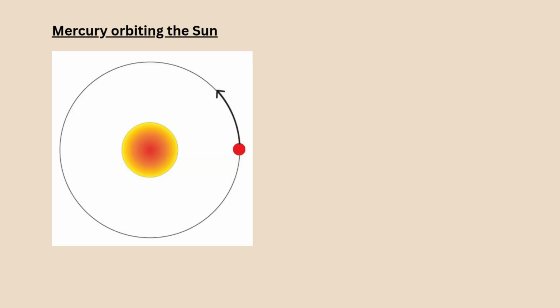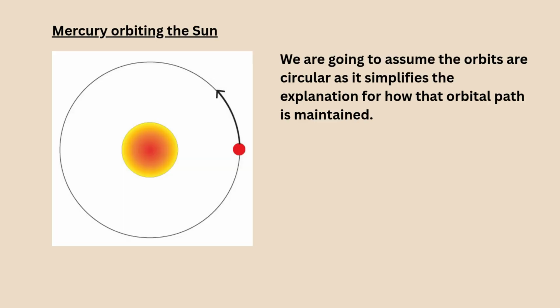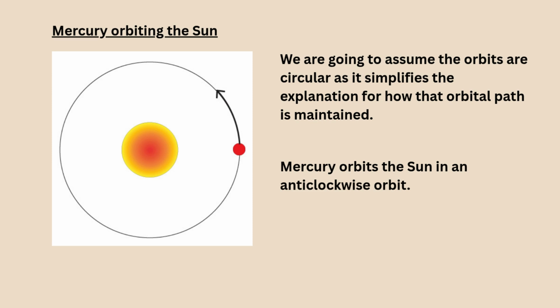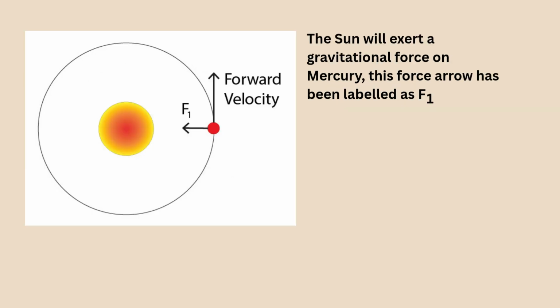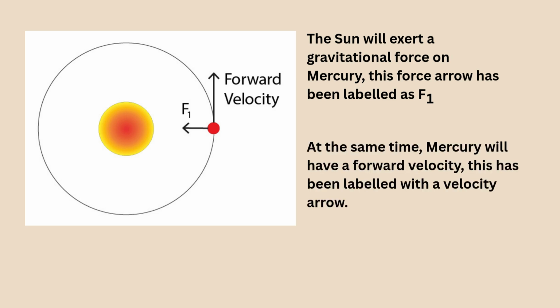Mercury orbiting the Sun. We are going to assume that the orbits are circular, as it simplifies the explanation for how that orbital path is maintained. And Mercury orbits the Sun in an anti-clockwise orbit. The Sun will exert a gravitational force on Mercury. This force arrow has been labelled as F1. At the same time, Mercury will have a forward velocity, and this has been labelled with a velocity arrow.